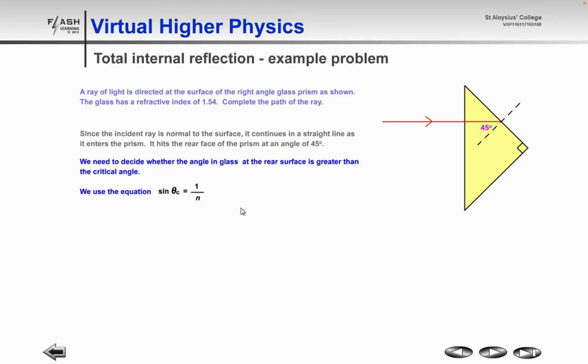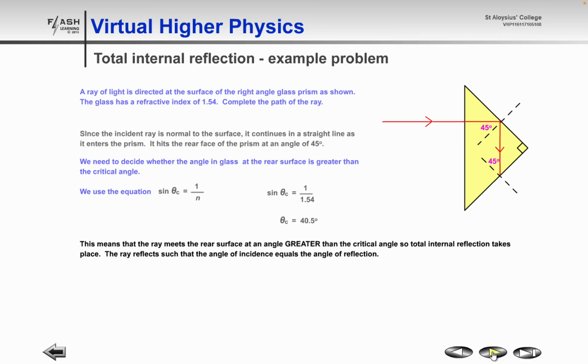Now you could in theory start every example by working out the critical angle, but it's probably a bit better just to go ahead with the calculations and see what happens. So in this case, if we do sine theta c equals 1 over n, which was given right at the start, we get 40.5 degrees for theta c, and then we can make a clear statement that the angle of incidence at the rear surface is greater than the critical angle, so total internal reflection takes place. So the ray will reflect at 45 degrees.